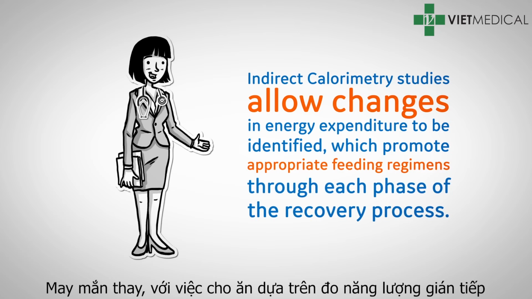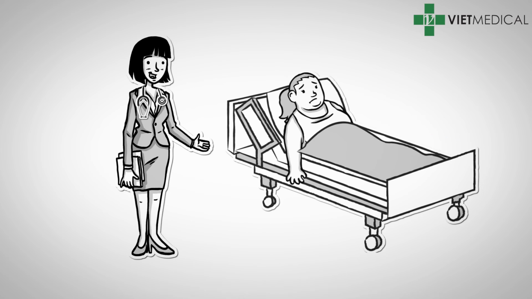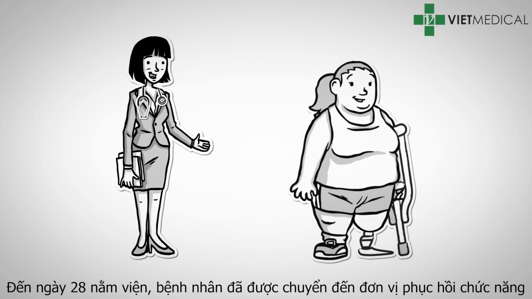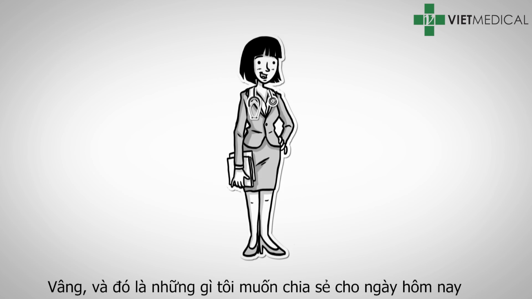Fortunately, with indirect calorimetry-based feedings, this woman continued to improve. By hospital day 28, she was down on the rehab unit learning how to use a prosthetic device to move on with her life. Well, that's it for today.